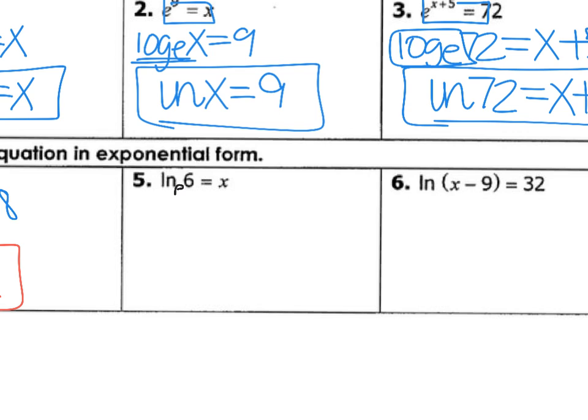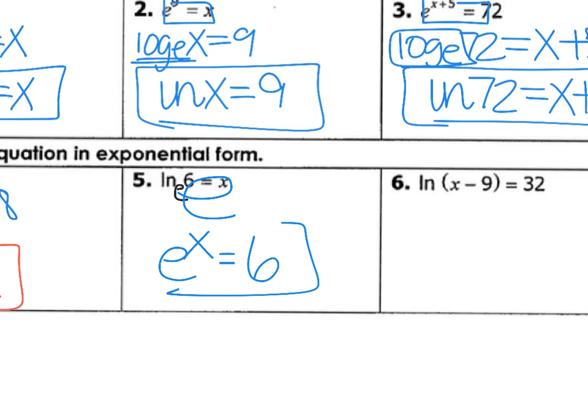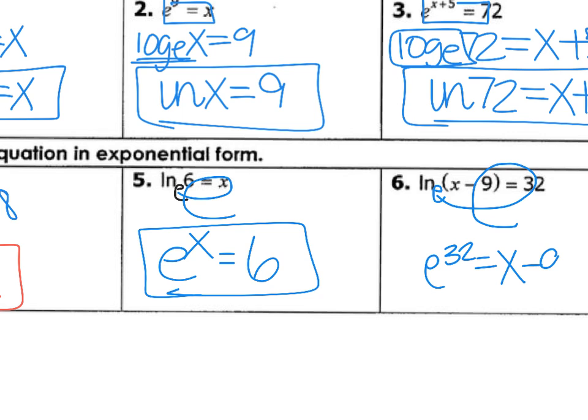For number 5, it's the same idea. We've got a base of e. So we would say e to the x power equals 6. Natural log has a base of e. So e to the 32 power equals x plus 9, or x minus 9. And that's our final answer.